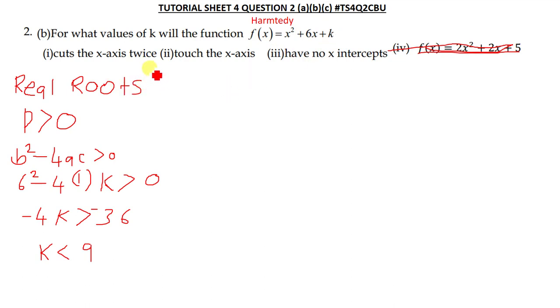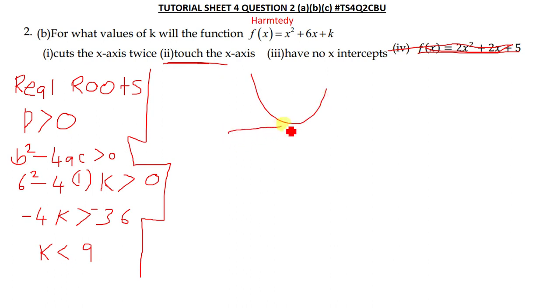So let's quickly try to move on to the next question, the second part here. When they say it touches the x-axis, meaning it has equal roots. When it touches the x-axis, it looks like this, meaning it only touches the x-axis at one point, meaning it has equal roots. So when it has equal roots, meaning the discriminant is equal to 0.